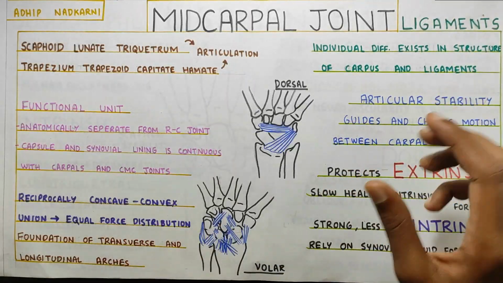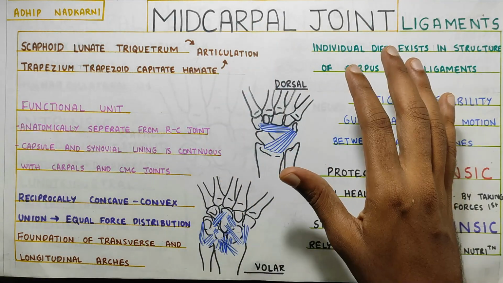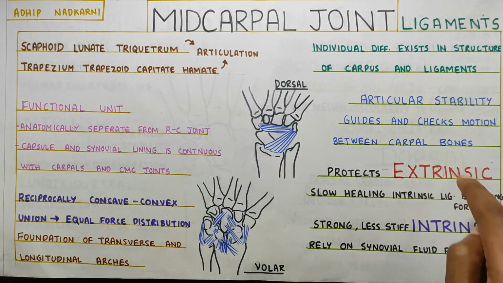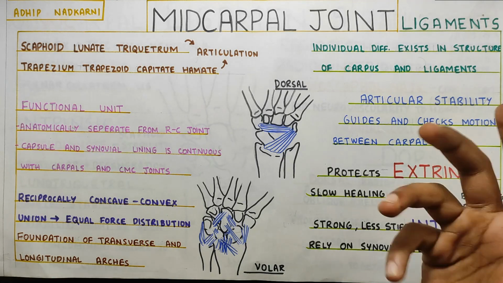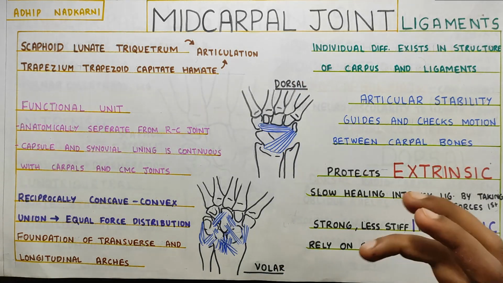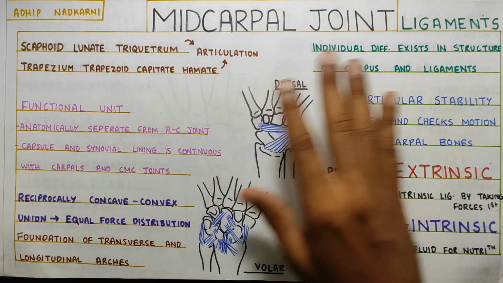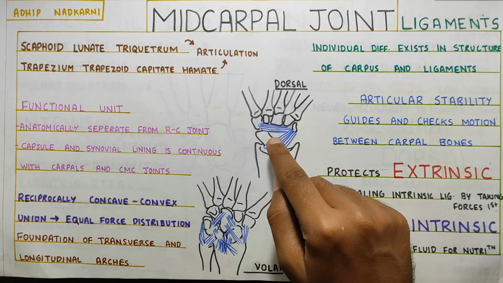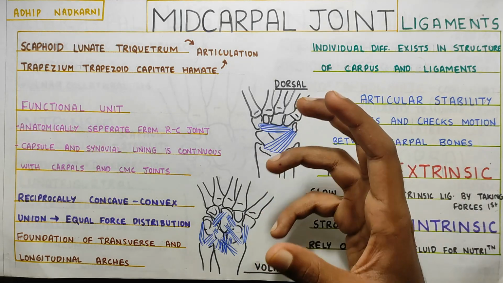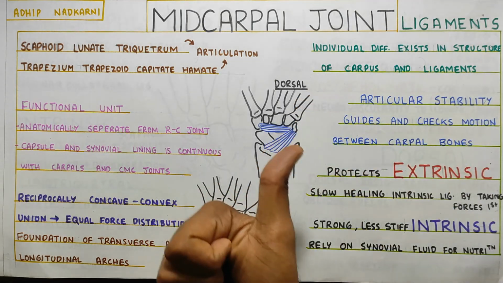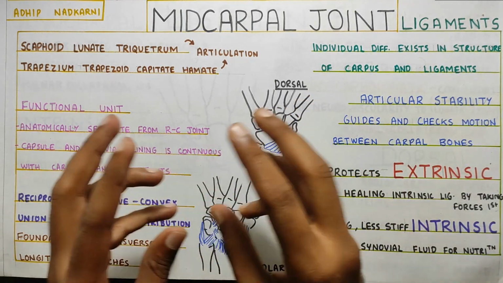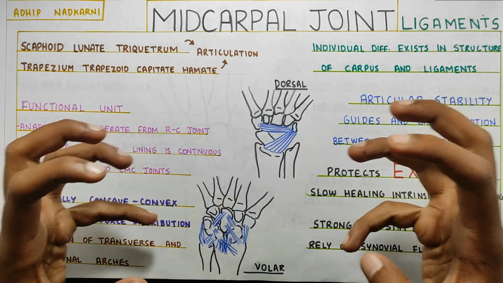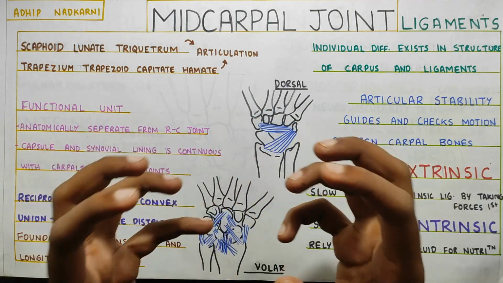Moving on to the ligaments of your mid-carpal joint, they can be broadly divided into extrinsic and intrinsic, and also dorsal and volar. So these ligaments, among the population, there is individual difference in the structure of the ligaments, right? And the function of these ligaments is basically your articular stability, right? All these bones that are there are separate, right? And they have to be held together by something, that is your ligaments.